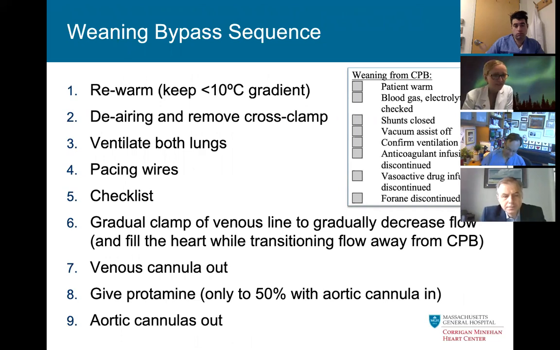Final step before we get into all of the scenarios that I want to go through is weaning bypass. We have a weaning checklist again included on the right for your reference. But the steps to think about going through: number one, start rewarming the patient. Number two, de-air and remove the cross clamp. I'll have a separate slide for de-airing mechanisms. Three, start ventilating, pacing. Do your checklist, and then gradually clamp the venous line and decrease flow and fill the heart while you're transitioning flows away from the machine. You can then get the venous cannula out and then give Protamine, and then at the end finish off by taking out the aortic cannulas.